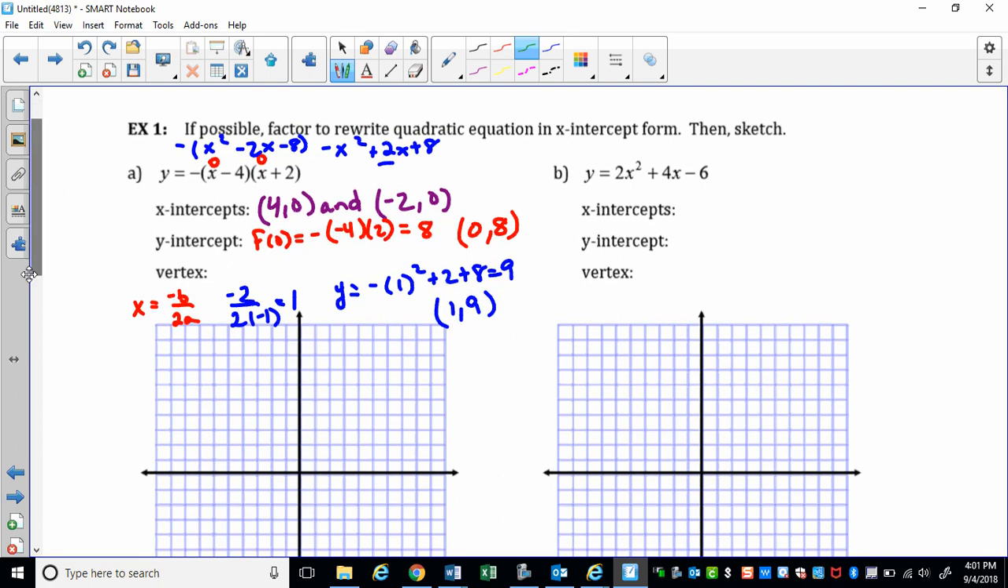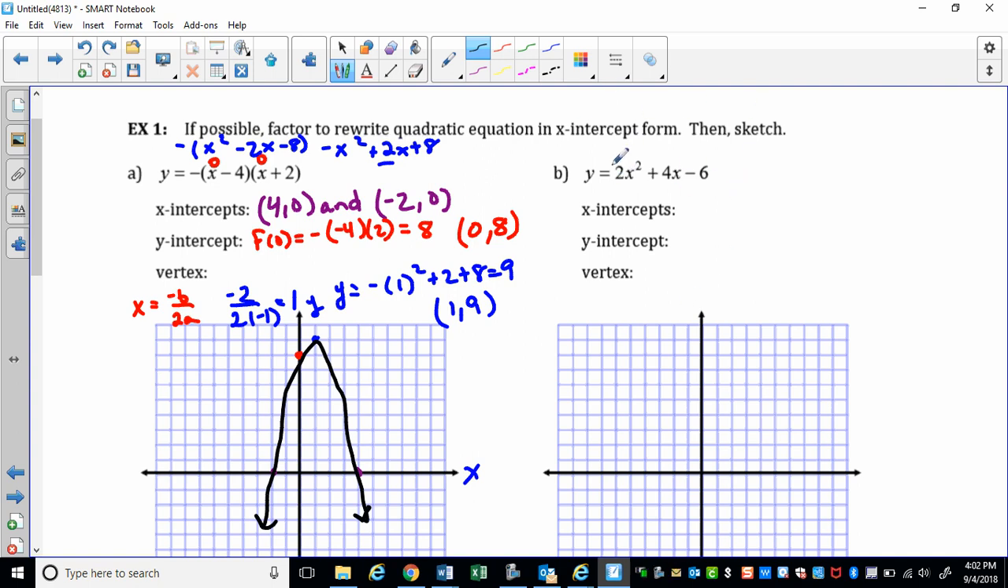And I'm just going to plot these things on the coordinate grid. Make sure you're labeling your axes every single time. (1, 9) is my vertex. (0, 8) is my y-intercept. And these are my x-intercepts at 4, 1, 2, 3, 4, 0. And then negative 2, 0. And then try to just sketch a graph. Kind of. So this is my parabola. So that's part A.